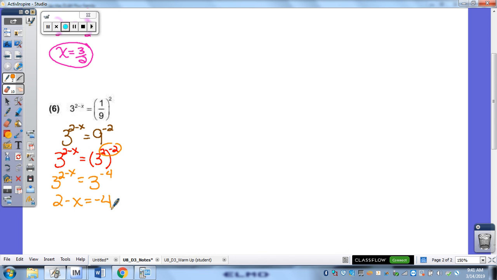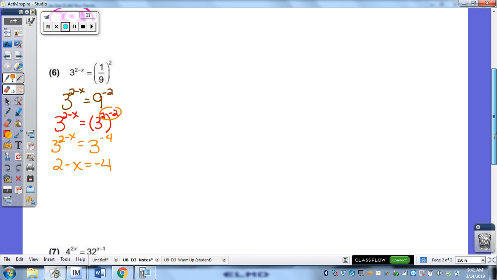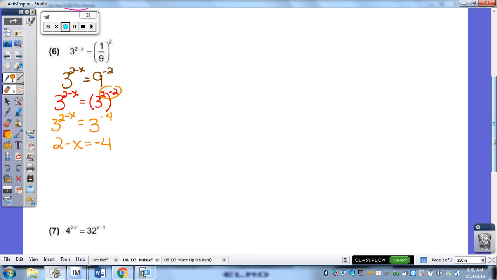So now we can set our exponents equal to each other. Now they have the same base of 3. We can set them equal. So subtract our 2. Divide by negative 1. We get x equals 6.